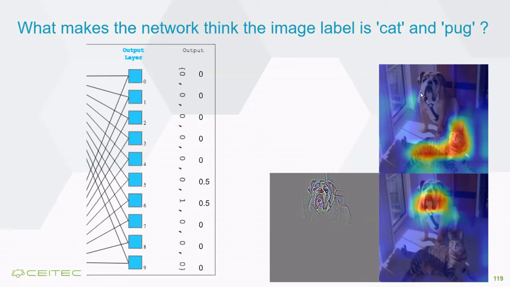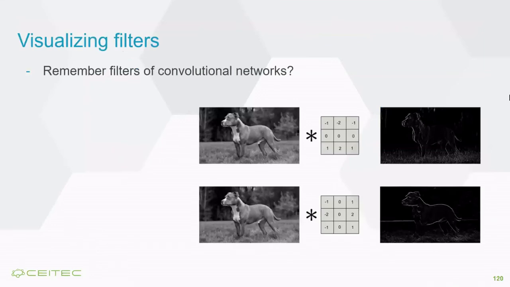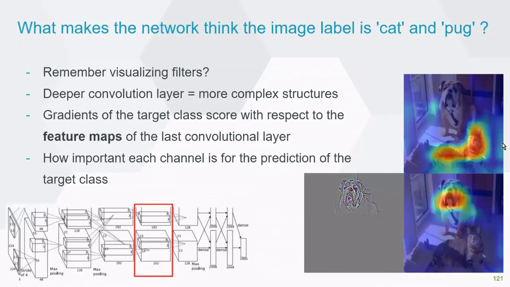So remember we were visualizing the filters, right? I'm showing it here again because of the feature map. If we have an image and we put it into the network, we apply some filters in the layers and it produces some output. This output is called a feature map, and we will need this for this explanation. Yes, the deeper the layer is, the more complex structures it contains.